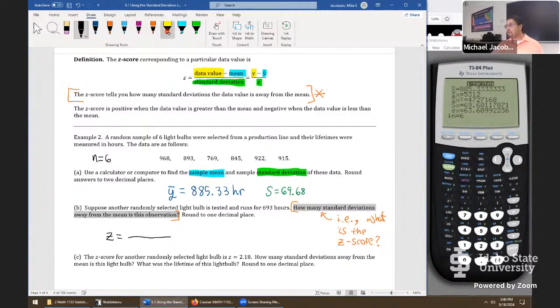So z equals, we need a data value, but that's this value that was just supplied right here, 693 hours. So 693 to start. Exactly. We're putting in for y bar that value just stated. So 885.33.